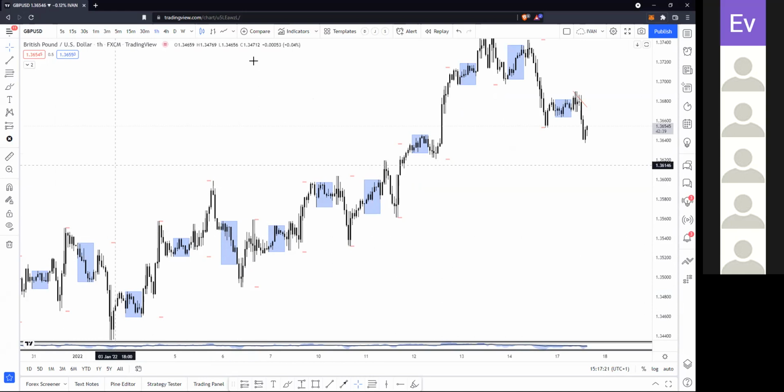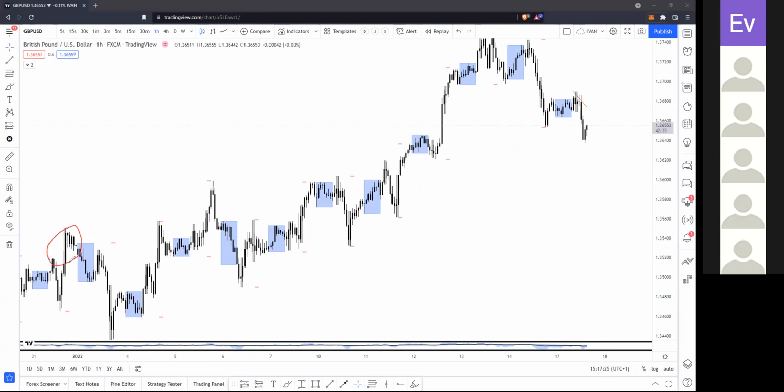If it's something like this, New York, even though it has already tapped into New York, this is kind of all right for me to look for a reversal. But if it's London to New York, it's kind of tricky. I wouldn't really take it.